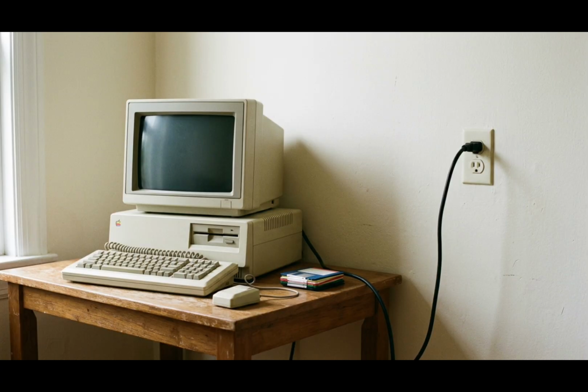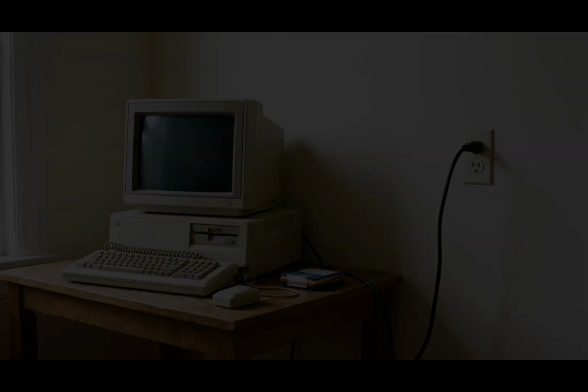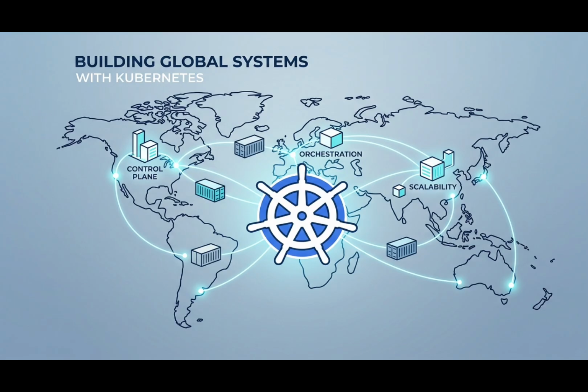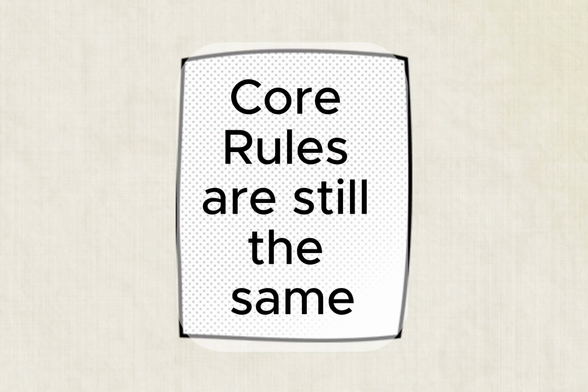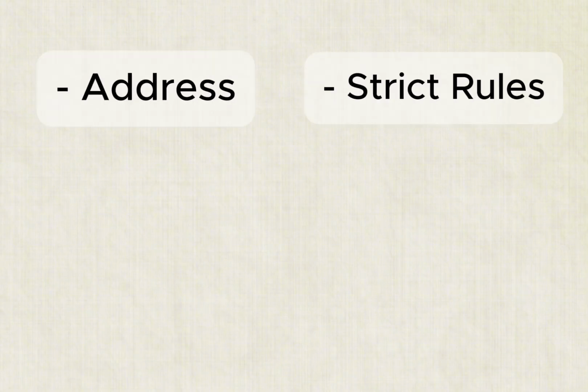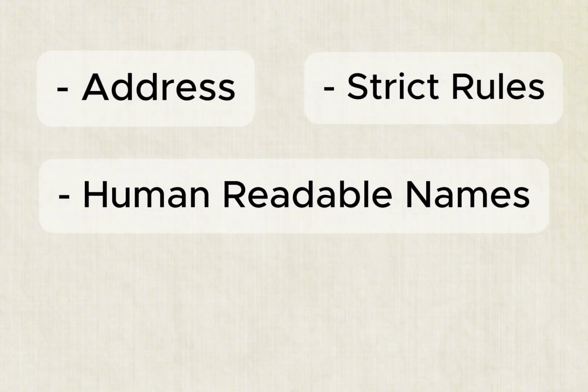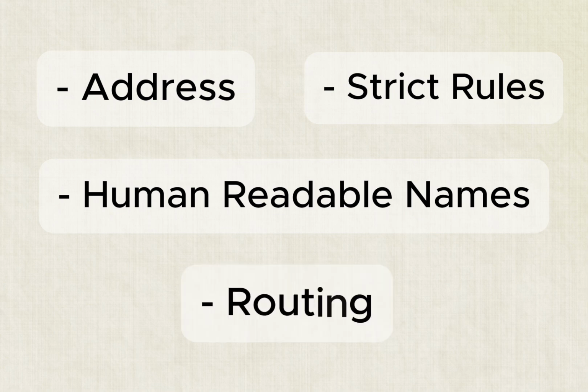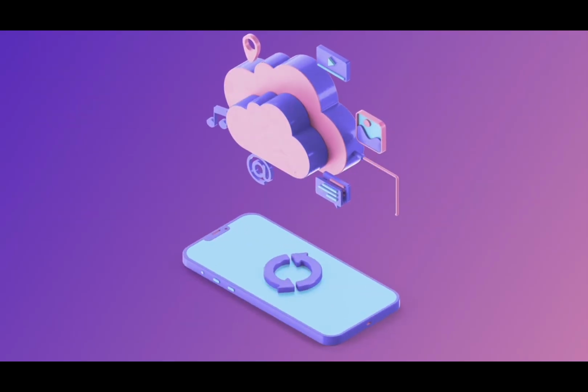From the early days of plugging a single computer into the wall, all the way to building global systems like Kubernetes, the core rules of networking have stayed exactly the same. Everything requires an address to be identified, strict rules to control what traffic is permitted, human-readable names to locate resources, and clear routes to guide data packages to their final destination. Once you understand these 4 basic blocks, you will feel completely confident designing or troubleshooting any modern cloud application.